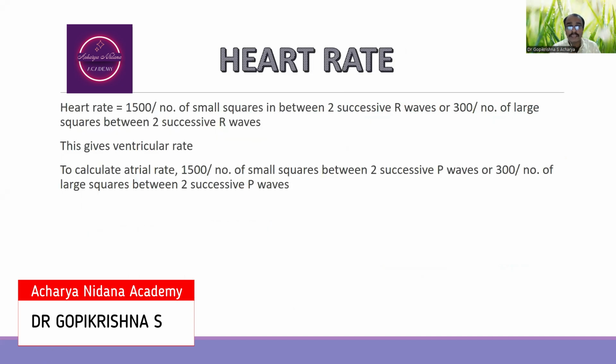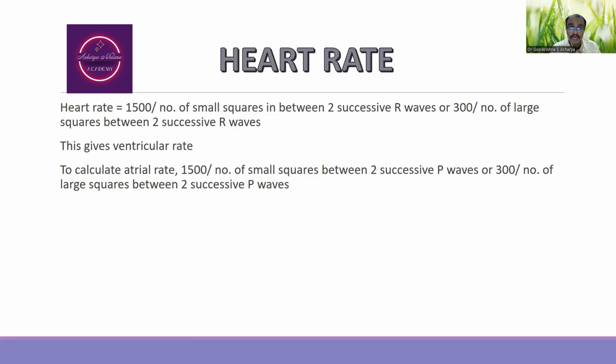Next, calculating the heart rate. How to calculate the heart rate? Heart rate is equal to 1500 divided by the number of small squares between two consecutive R waves, that is, the peaks of the R waves, or otherwise it is also calculated as 300 divided by the number of large squares between the two peaks of consecutive R waves. This gives us the ventricular rate.